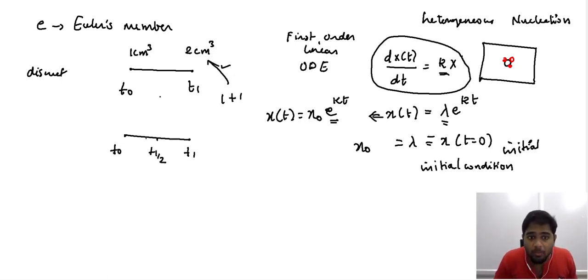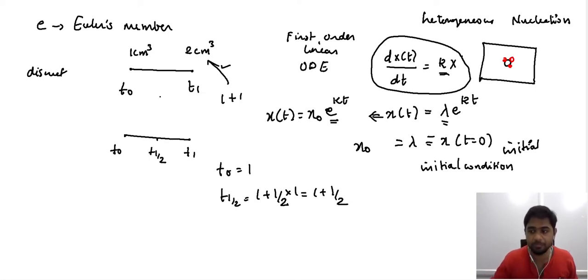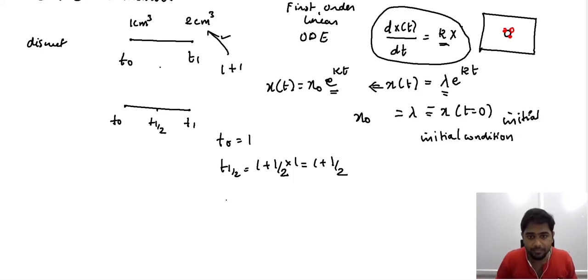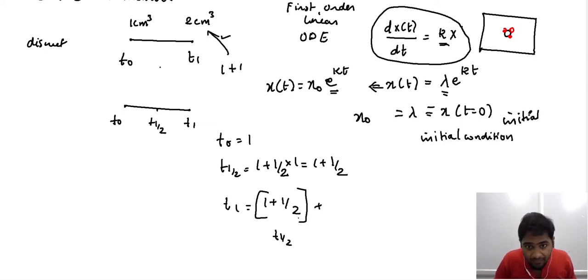Here we have the duration, and therefore what we consider is that when the precipitate reaches t half, it increases its size by half its original size. So initially it is 1 centimeter cube, so we will get rid of the unit here. At t0 it is 1, at t half it is 1 plus half its original size, so it is 1 plus 1 by 2. This is the size assumed by the precipitate at t half, and as it reaches t1, it again grows by half of its size, therefore half of 1 plus 1 by 2.